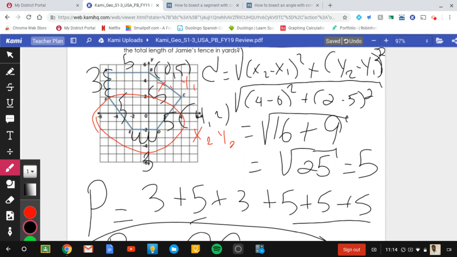If I have a straight horizontal line, I don't need to use the distance formula. If I have a straight vertical line, I don't need to use the distance formula. Anything that is slanted, though, I do need to use the distance formula to find the distance between the two points. Okay.